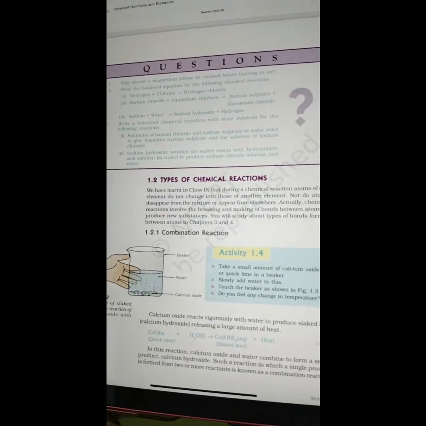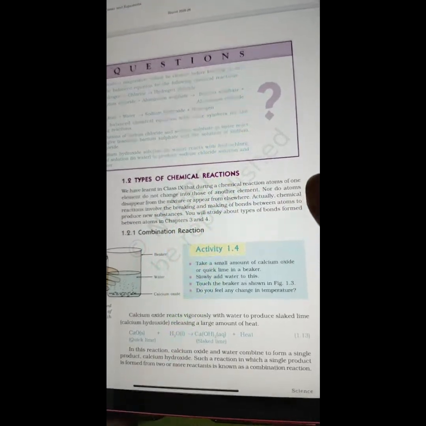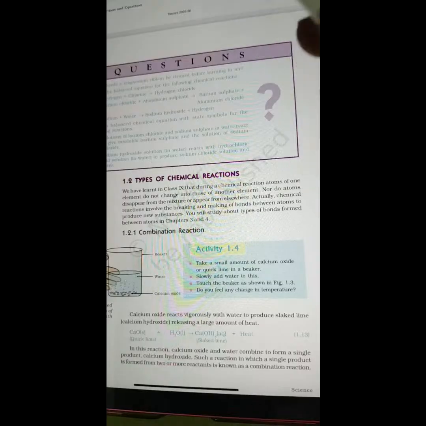Using these steps, can you balance equation 1.2 given in the text earlier? So they are asking you to balance. Whenever you are trying to balance a reaction, it is always best to be seated with pen and paper.